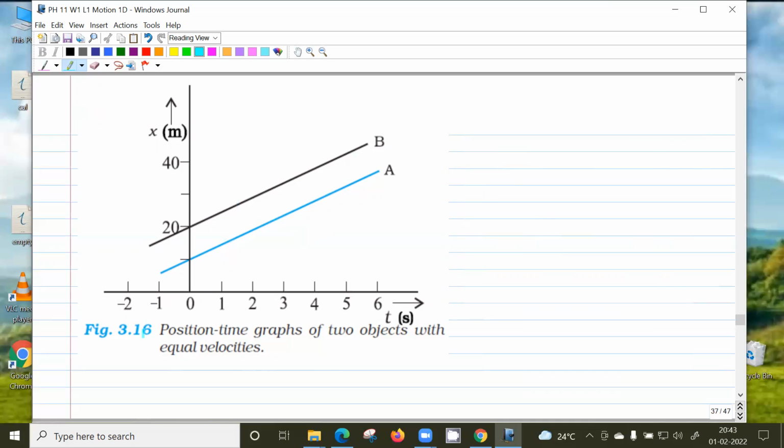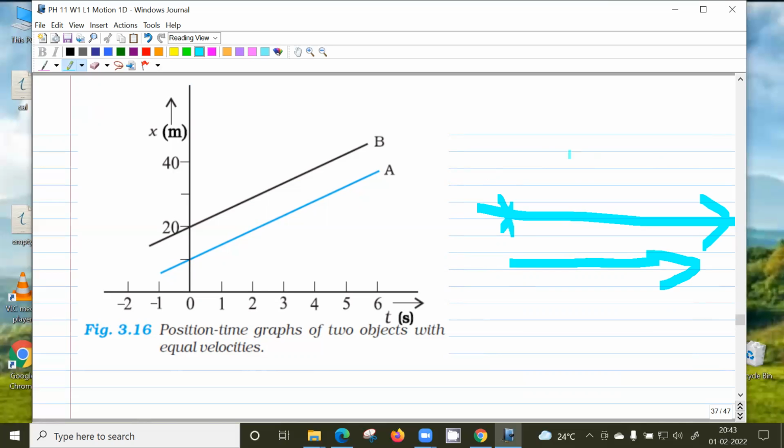Initial position: at time t equal to 0, A is at 10 meters and B is at 20. If we draw this picture along the x-axis, particle A is starting from 10 and moving like this, and particle B is starting from 20 and moving like this. This is the difference. Both x are positive, sorry, x is positive for both of them.